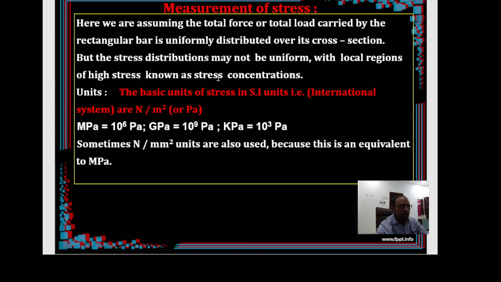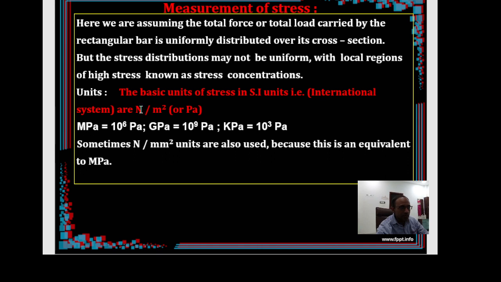If at all there are problems where the stress intensity is not identical or uniform, those problems are subjected to what are called stress concentrations.